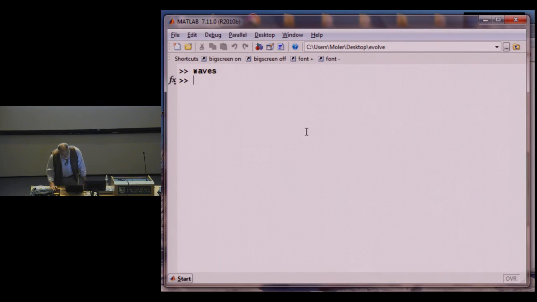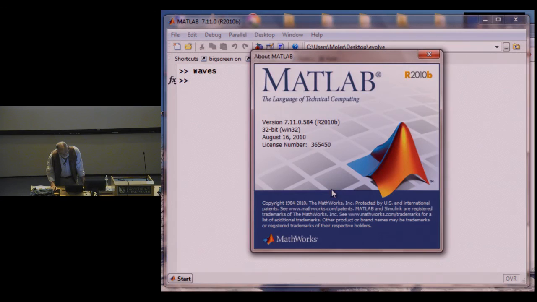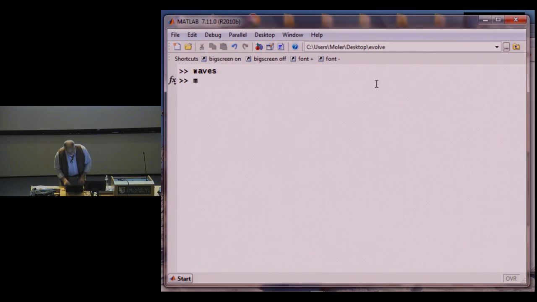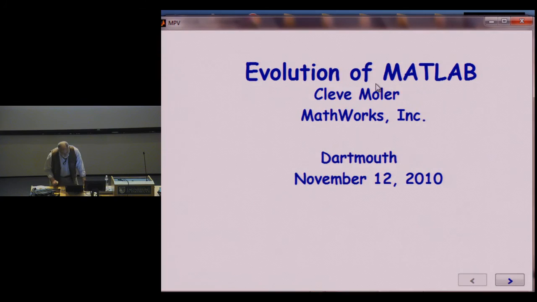As kind of a stunt, I don't use PowerPoint. I'm running MATLAB here, the latest version of MATLAB, and I have something called the MATLAB Presentation Viewer that exists only on this machine. This is never going to be a product. It doesn't actually work very well. Okay, so this is what I'm going to use to give my talk.